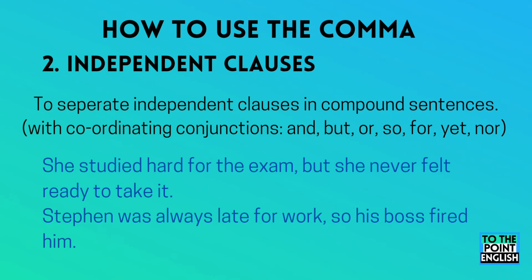She studied hard for the exam, but she never felt ready to take it. So this is why we call them independent clauses, because they are sentences on their own, or they could be sentences on their own, but in one sentence they become independent clauses. So that's very important. That's one of the most common uses of the comma. And it's very simple, really. Just when you can think that there are two sentences and you're linking them with one of those conjunctions, use a comma before the conjunction.